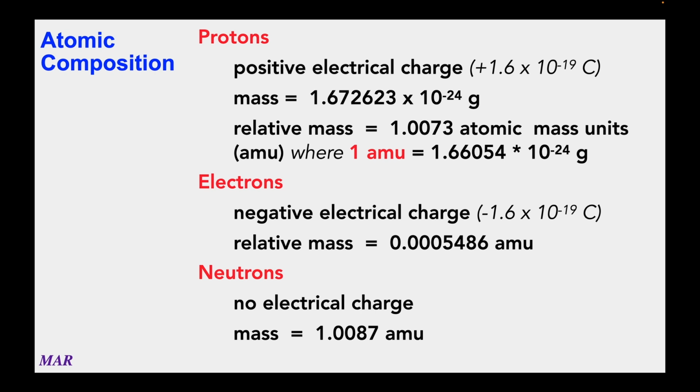And the mass is 1.0087 AMUs. So you can see how, of the three particles, the neutron is the biggest. 1.0087 is bigger than 1.0073 for the proton. But both neutrons and protons are about the same mass. Neutrons are a little bit bigger, but they're about the same mass. And they're much bigger than the electron, which is 0.0005486. So if you put these all on a scale, protons and neutrons would be about the same, and electrons would be much, much, much less than that.